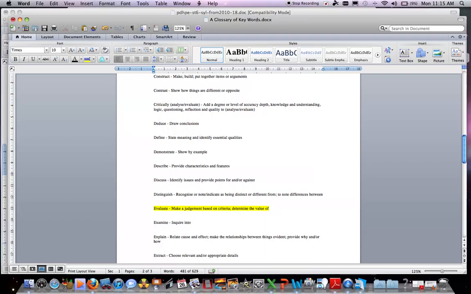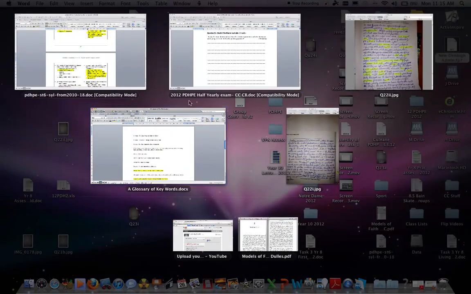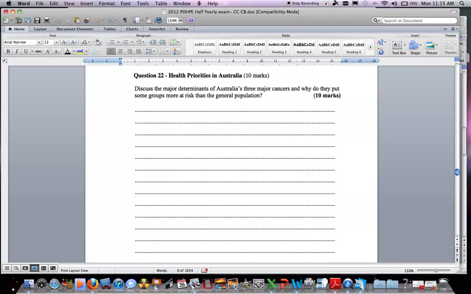Now looking at the key term, in this question we're looking at discuss: identify the issues and provide points for and against. To reference that to this particular question, again we're discussing the points for and against the major determinants of the 3 major cancers, and why some people are put at more risk than others in the general population.